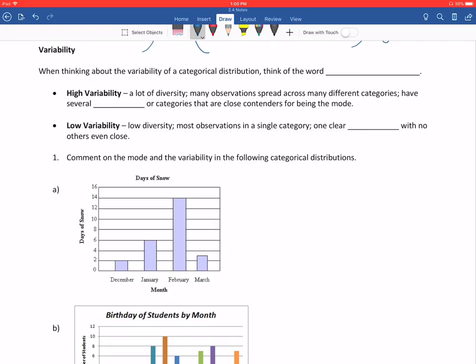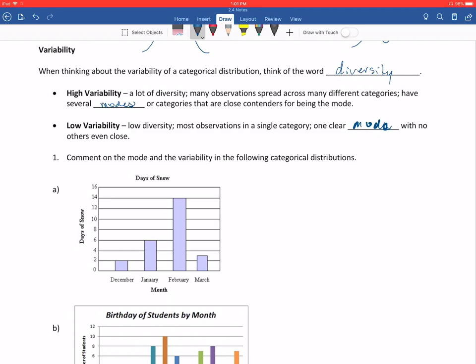Our concept of variability also changes a little bit when we're thinking about categorical distributions rather than numerical. When you're thinking of variability with categories, you want to think of the word diversity. How diverse are the categories that you're seeing? High variability means you have a lot of diversity, a lot of observations spread across many different categories. You may have several modes or categories that are at least close contenders for being the mode. And low variability would mean low diversity. Most of your observations are in a single category. There's one clear mode with no others even close.